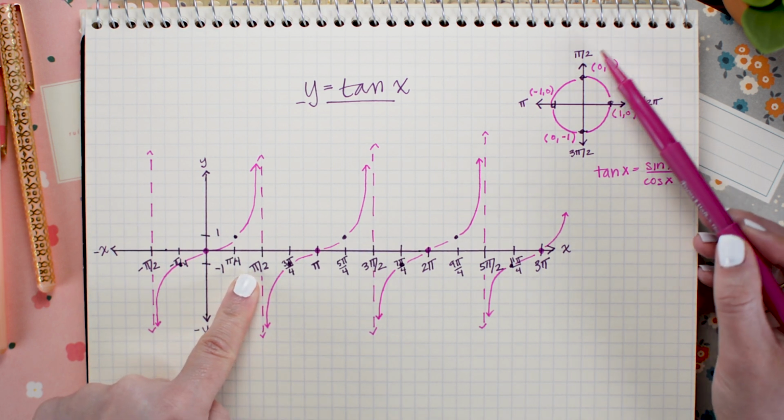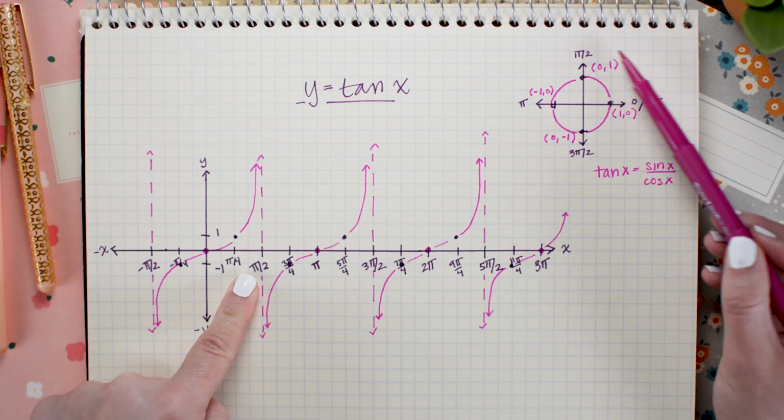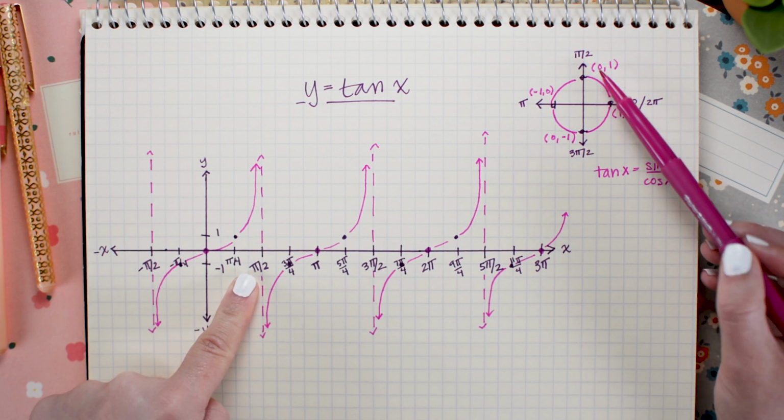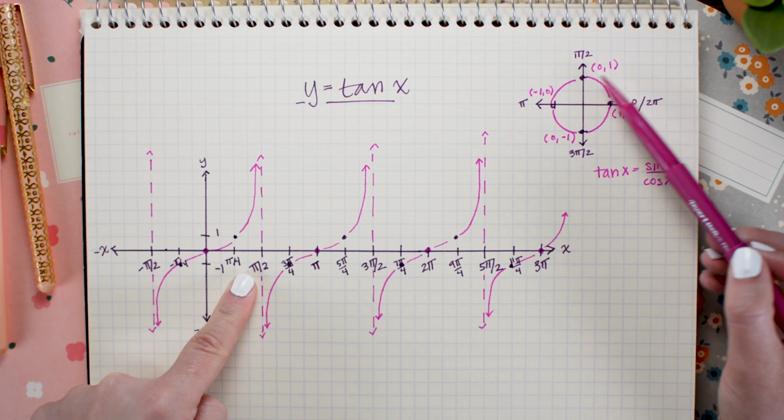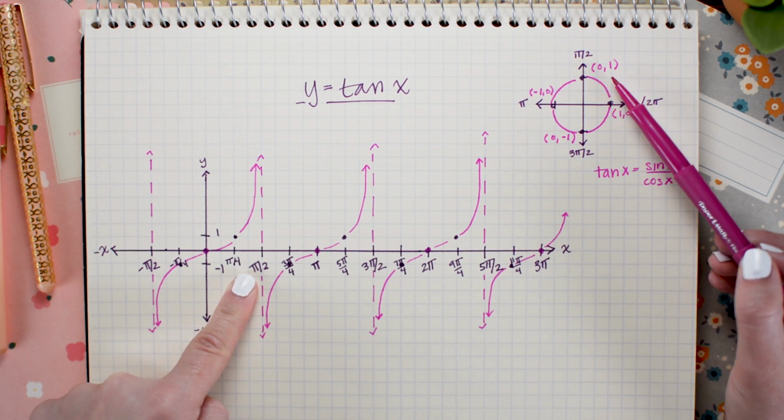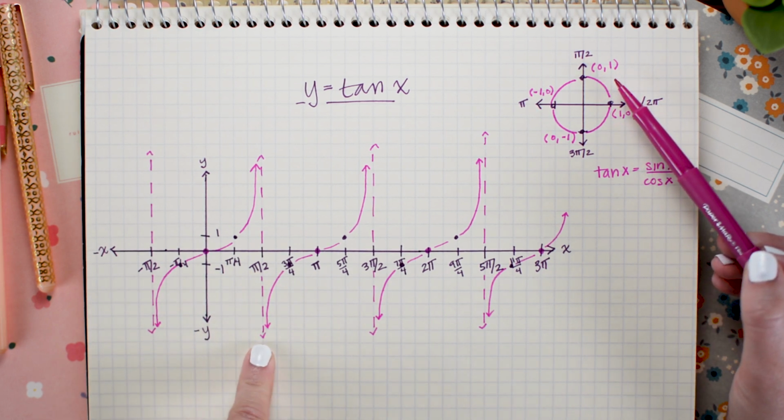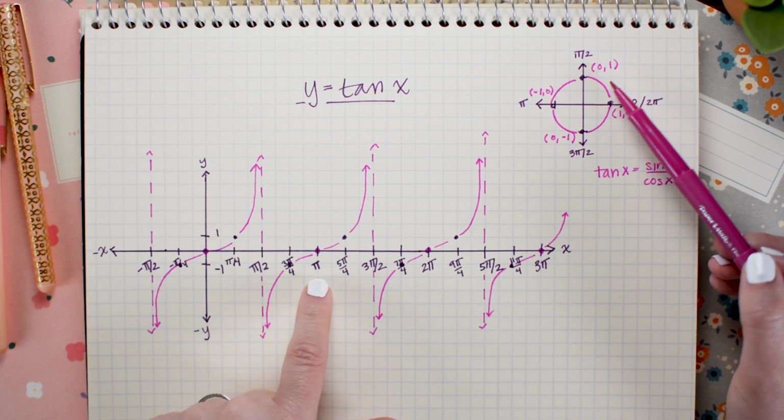Just like when we evaluated on the unit circle, if they asked you what is tangent at pi over 2, you would say it's undefined because there's a divide by 0 error here. So that is what these asymptotes are all about. Let's go ahead and do a couple more. So back to pi here.